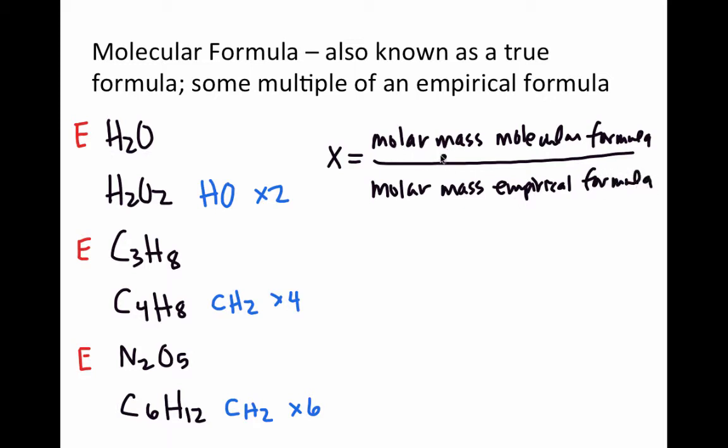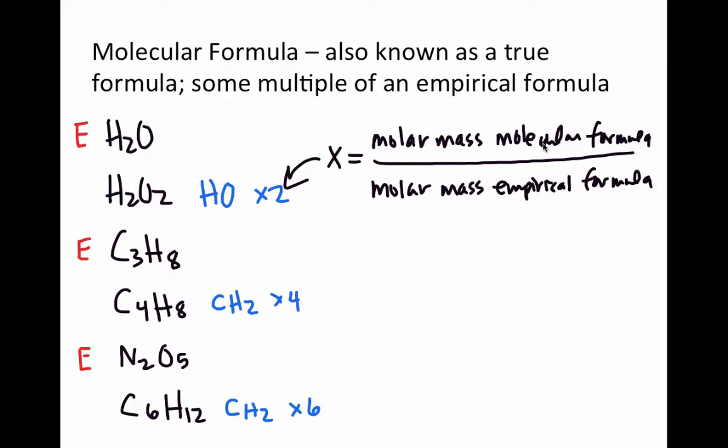Okay. So what's going to happen is you're going to take the molar mass of the molecular formula and put that on top. So in this example, that would be the molar mass of H2O2 divided by the molar mass of the empirical formula, in this case HO, and what this X is going to give you is how many times bigger to make the molecular formula than the empirical formula. Because it makes sense, if this is twice as big, it would have 2 times the molar mass that the empirical formula does. So that's all we're getting when we look at this X here.